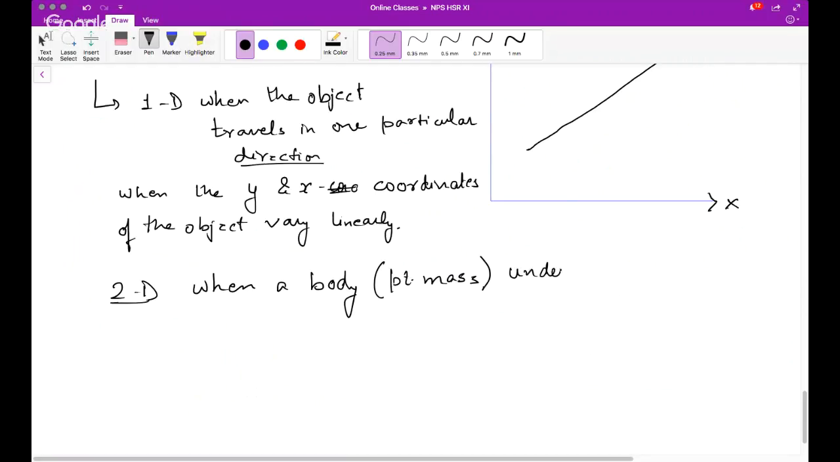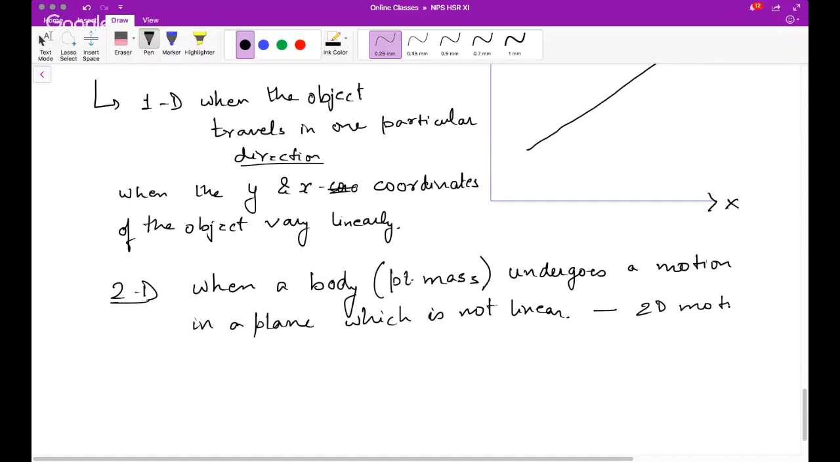undergoes motion in a plane which is not linear. Because linear motion also happens in a plane. So, but when a body is a point mass, that is, undergoes a motion in a plane which is not linear, it will be called a 2D motion, two-dimension motion. And the x and y coordinates never vary linearly, they will have any relation but linear.